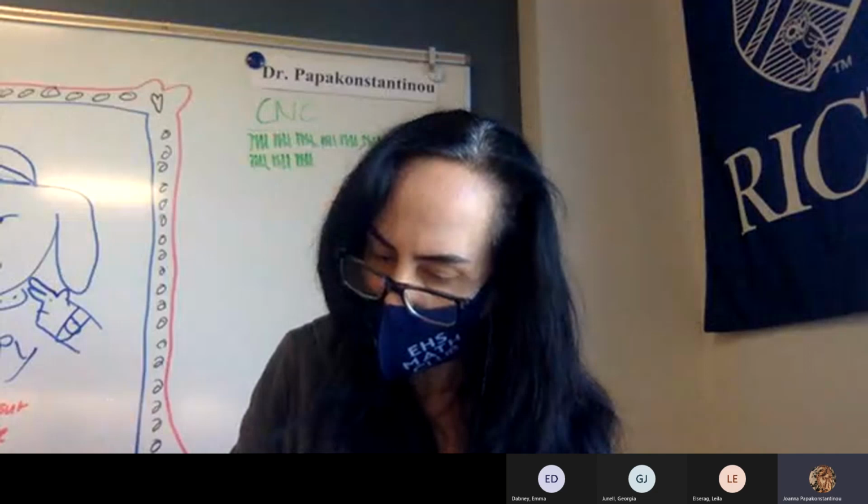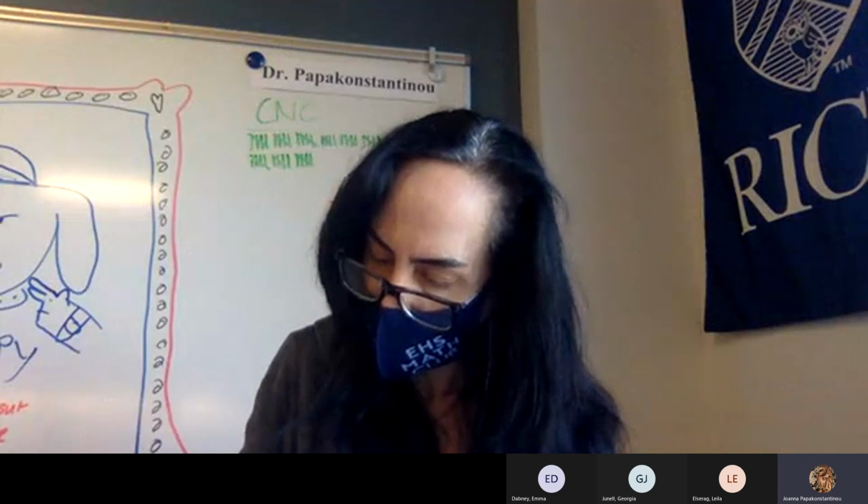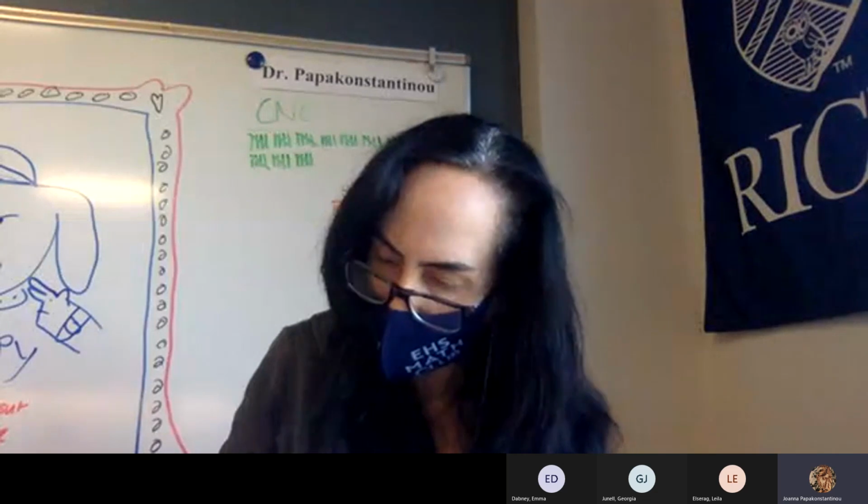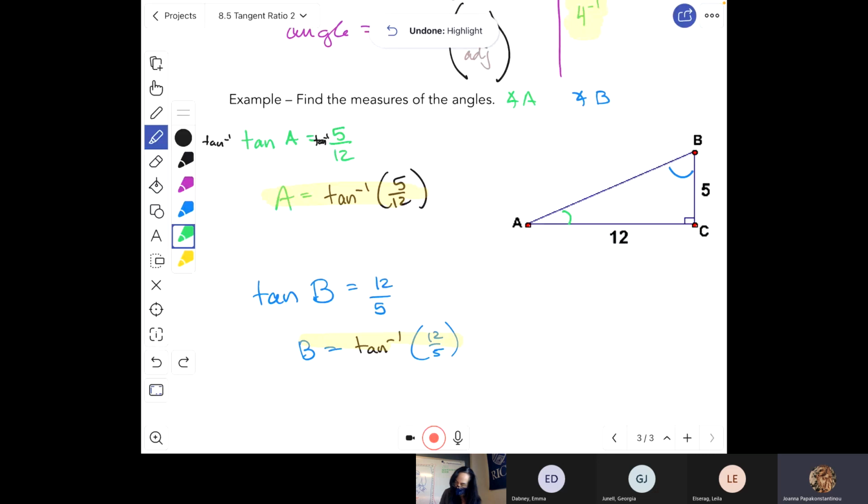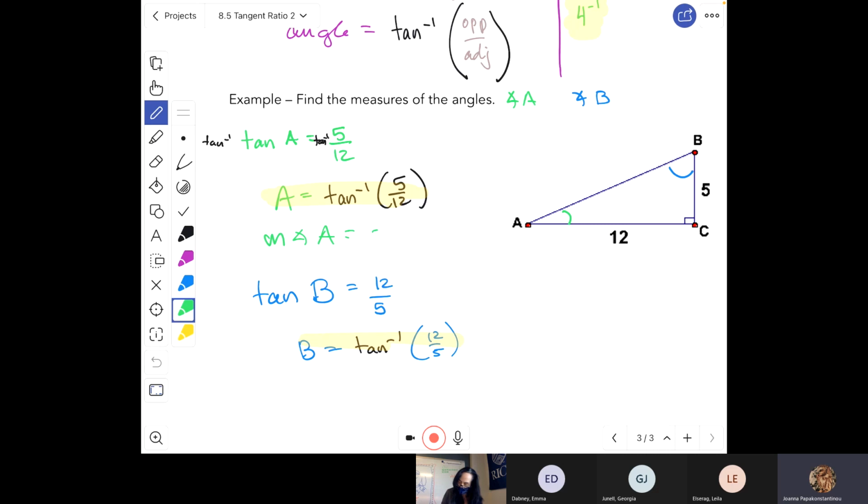Just for completion, let's say that the measure of angle A is approximately 22.6 degrees, and the measure of angle B is approximately 67.4 degrees. That's it. So there's tan.